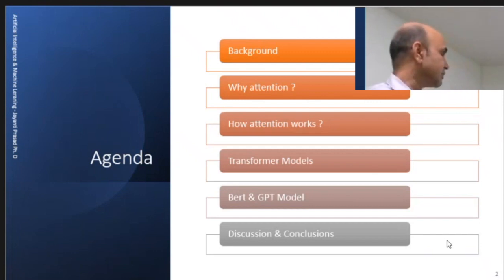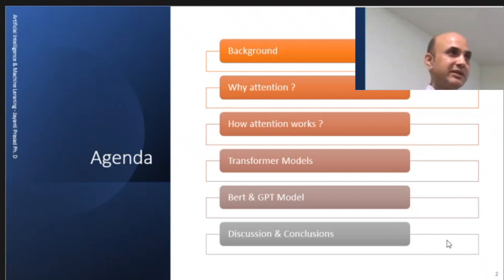After that, I will talk about attention, how it works, and what transformer models are, because these models, which are very powerful, are based on this attention mechanism. And after that, I will give examples of two large models, which are BERT and GPT. I will cover a lot of technical stuff in this session.